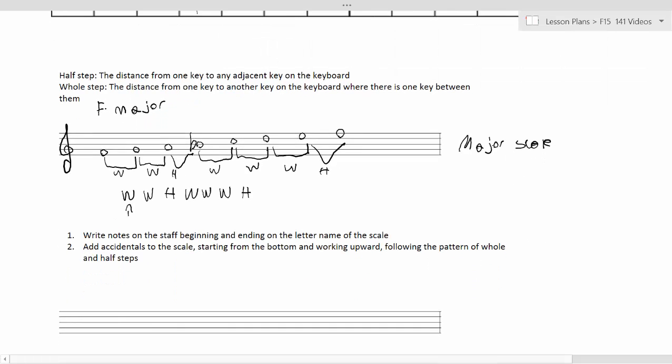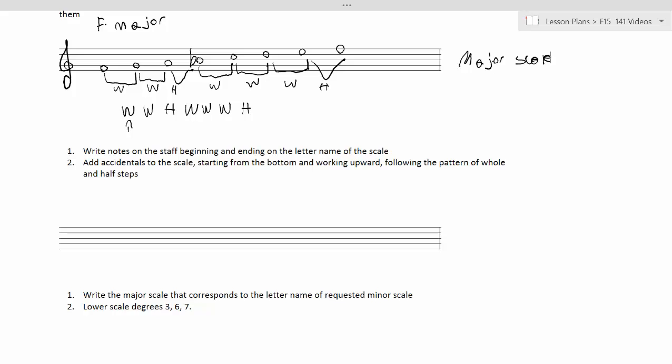Okay. How about the minor scale? There are a couple ways that we can construct a minor scale. The way that I'm going to show you is first by constructing a major scale. So we're going to do the F minor scale down here. The first step, I've got the steps again outlined below here. The first step is to write the major scale that corresponds to the letter name of the requested minor scale. So I requested F minor here, so I'm going to write an F major scale. That's going to be my starting point.